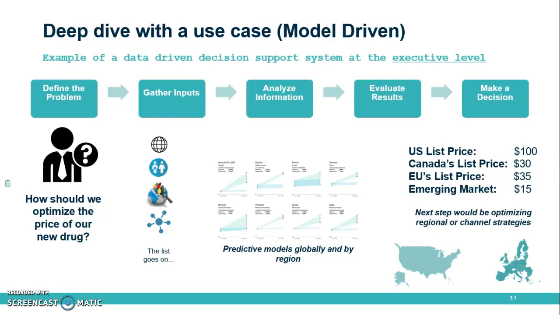So for example, you might see a US list price at $100, Canada's list price at $30, EU's at $35, and emerging market at $15. This would be used as more of a starting point, as an output of those what-if scenarios. And the next step would really be taking that down another level even further and optimizing pricing within a given region or channel. So within the US, there are many different channels that a drug could go through from a commercial or government perspective, and that's going to have an impact on the price across the board. So these global pricing models are used as a feed into a regional pricing model.